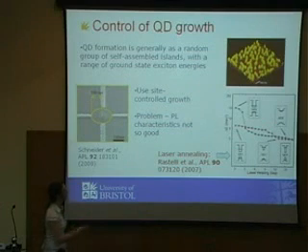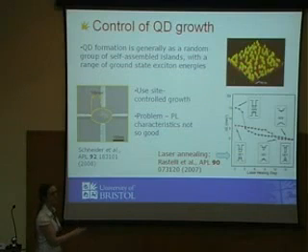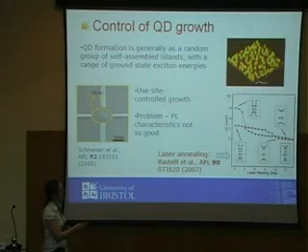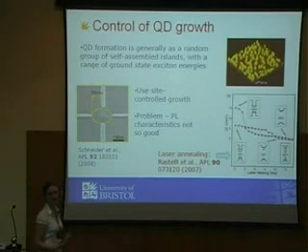Now these islands form spontaneously, and they're in a random placing on the crystal structure, and they also have a random size. And that size determines the emission energy of the quantum dot. So even though these have very good optical emission properties, this is not what we want. We want to be able to control exactly where our quantum dots are and what wavelength they have.